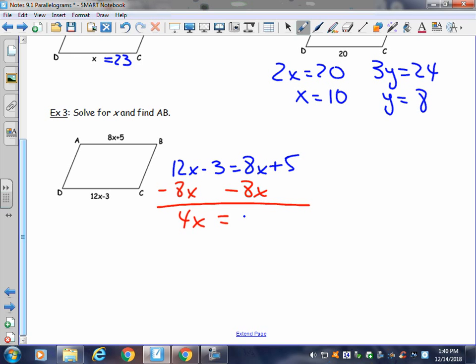4. And at the same time, you can add the 3 to the other side if you want to, or you can do it as a separate step. I like doing it at the same time. So that makes it 8, and that makes x 2. Read the directions. Is that all I'm supposed to be doing? That's right. I got to go back and plug it in. So 8 times 2 plus 5 is 21, because that's 16 plus 5. So make sure you read the directions, because you might just be finding a little more than that.